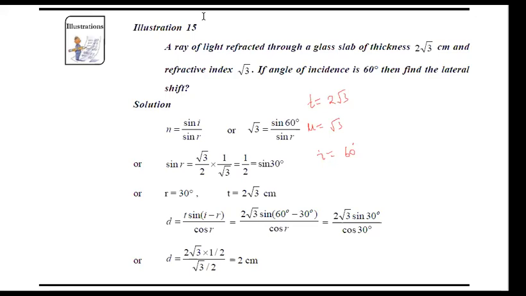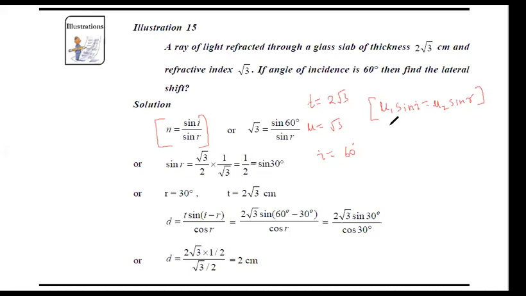Now, sometimes people get confused in this formula. So always remember this, which I told you. Mu 1 sine I is equal to mu 2 sine R. Right? Try to use this. Where mu 1 is the refractive index of the incident side and mu 2 is the refractive index of the refracted side. Always remember this because sometimes students get confused in this. So it's better to use this.